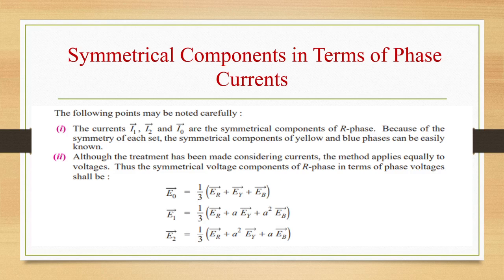Thus the symmetrical voltage components of the R phase in terms of phase voltages shall be: E0 is 1 by 3 times (ER plus EY plus EB), E1 is 1 by 3 times (ER plus AEY plus A square EB), and E2 is 1 by 3 times (ER plus A square EY plus AEB).